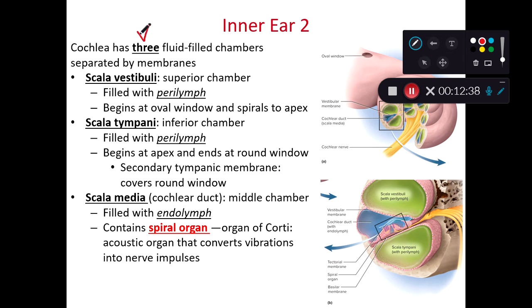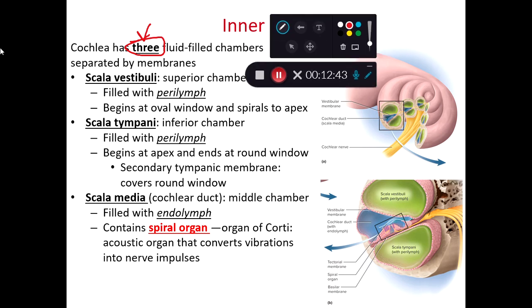As we look at the cochlea, it has 3 fluid-filled chambers, and they're going to be separated by membranes. We have the scala vestibuli, which is the superior chamber, and it's going to be filled with perilymph. We have the scala tympani, which, let me shift to yellow here, is going to be the inferior chamber and also filled with perilymph. And then we have the scala media. Media, think middle for media. This is going to be the middle membrane, and it's going to be filled with the endolymph.